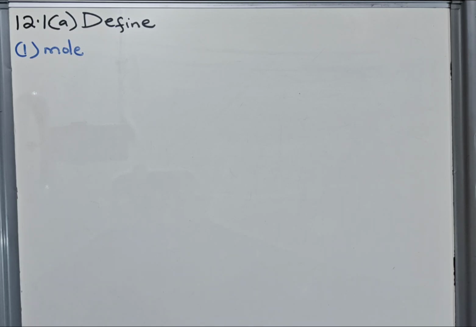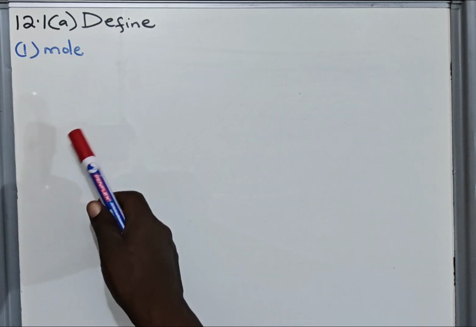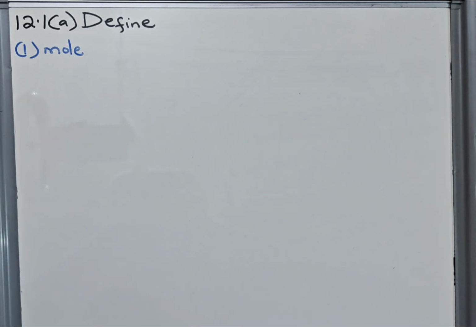A mole is the amount of substance which contains the same number of particles. The particles can be molecules, atoms, ions, as there are atoms in 12 grams of carbon-12.